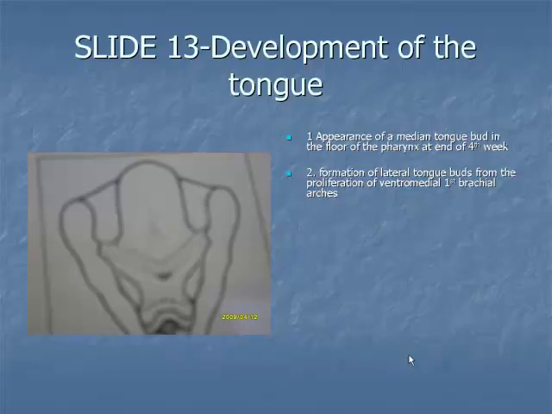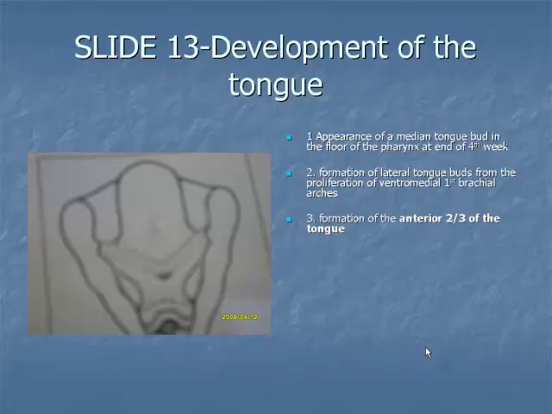Item 2. Formation of lateral tongue buds from the proliferation of the ventromedial first branchial arches. This is followed by a pair of lateral lingual swellings, also termed distal tongue buds, that arise from the proliferation of the ventromedial first branchial arches on each side of the median swelling.